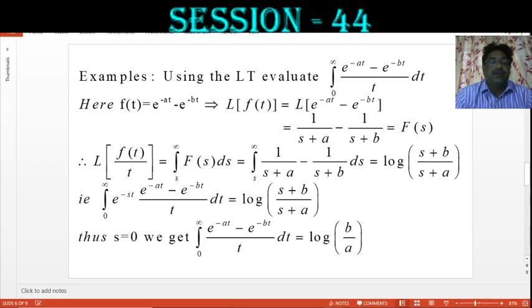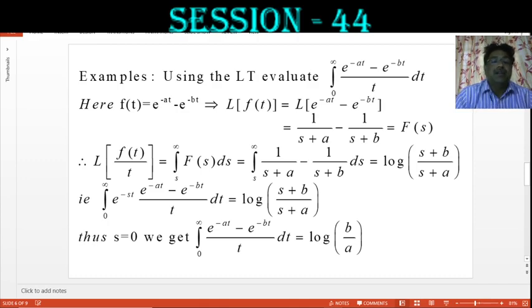By definition, what is that left hand side quantity? L of f of t divided by t. That can be written as the integral from 0 to infinity of e raised to minus st times (e raised to minus at minus e raised to minus bt) divided by t dt, which is equal to log of (s plus b) divided by (s plus a). Now, in this integral, put s equal to 0, and we get the required result.